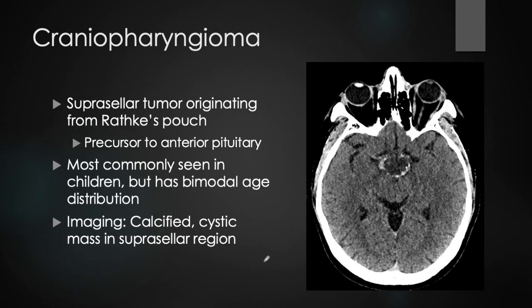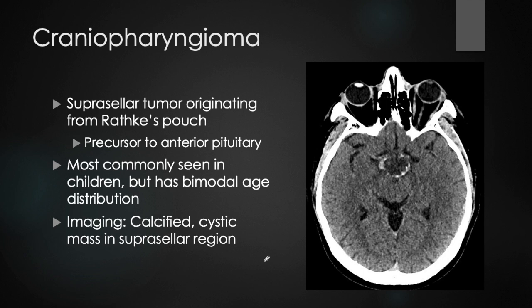Craniopharyngiomas are a suprasellar tumor originating from Rathke's pouch. Remember from embryology, the Rathke's pouch is a precursor to the anterior pituitary. Craniopharyngiomas are most commonly seen in children, but they do have a bimodal age distribution and sometimes appear in older adults.